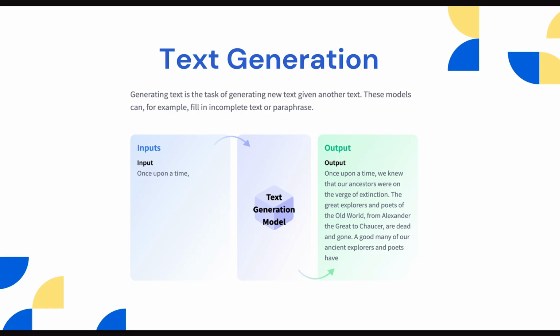Generating text is the task of generating new text given another text. These models can, for example, fill in complete text or paraphrase. So if you have an input, once upon a time, it generates the complete text: once upon a time, we knew that our ancestors were on the verge of extinction, and so on. Can we have our own model created that can generate text for us? Of course. Let's look at the demonstration.